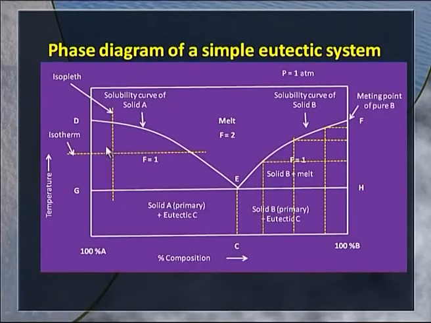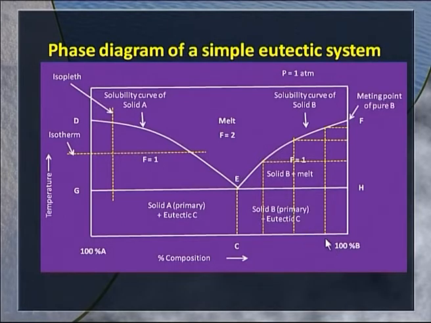Certain elaborations have to be made here. The vertical line corresponding to constant composition is called the isopleth, and the horizontal line that we draw at constant temperature is the isotherm. Now, if you remember, if this is the melting point of pure B, addition of an impurity into it is going to decrease its melting point.